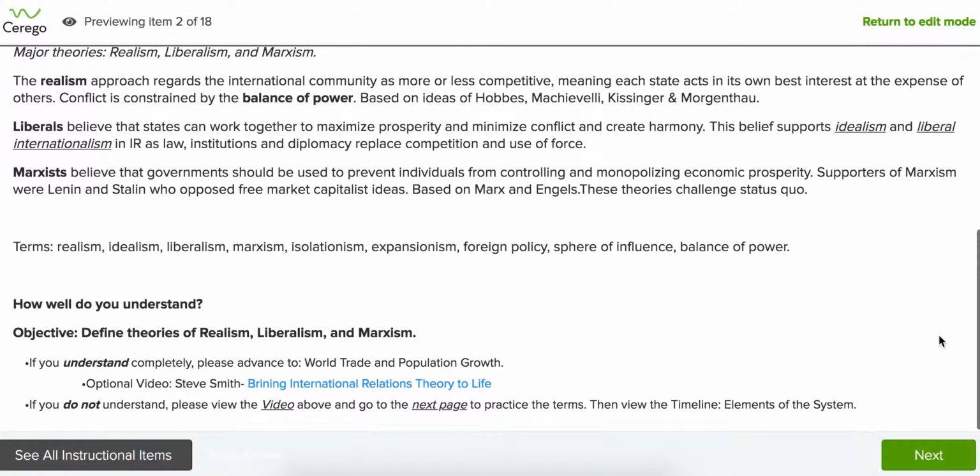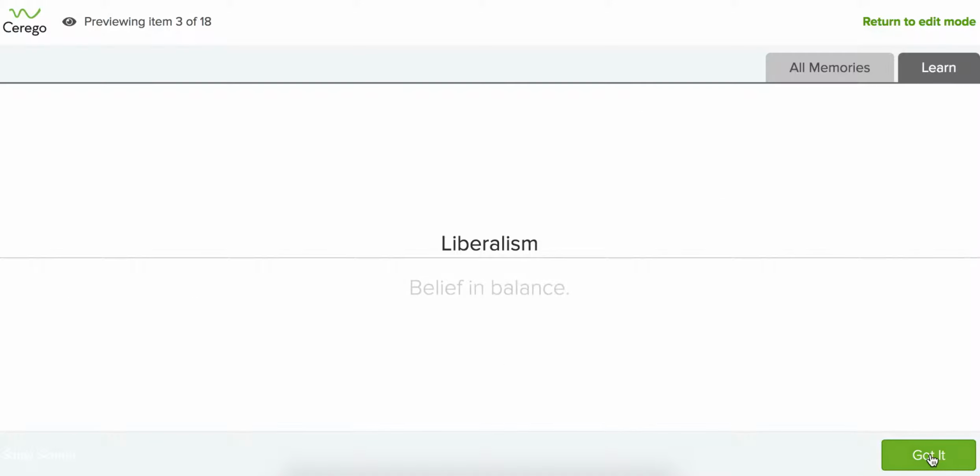If they do understand it, then they go on to the next lesson about world trade. If they don't, then they should see the video above, Bringing International Relations Theory to Life, as well as go to the next page for the practice terms, and then eventually move to the timeline.